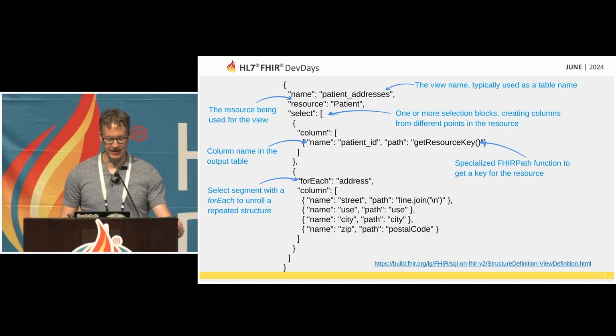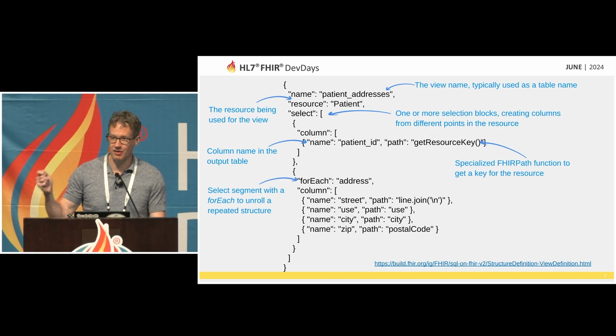The next piece of this that you'll see in a few places, because FHIR has quite a bit of repeated elements in different places, is that we want to be able to unroll tables often. So in this case, if we want to build a table of patient addresses, well, a patient may have more than one address, and we want to be able to expand both.